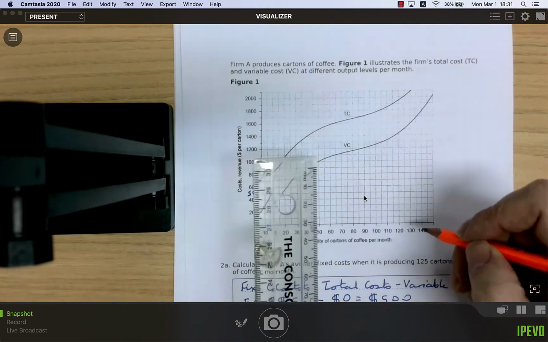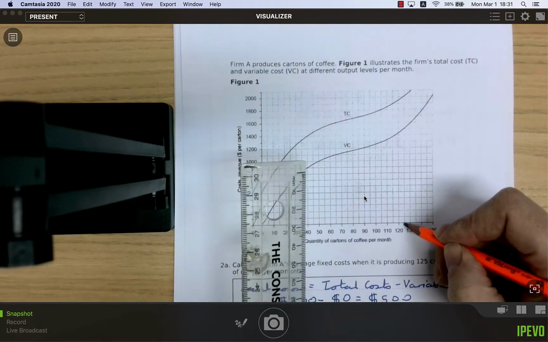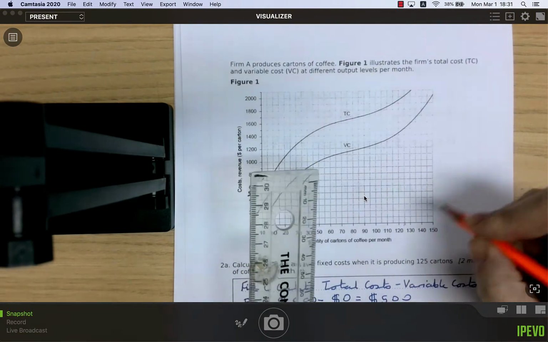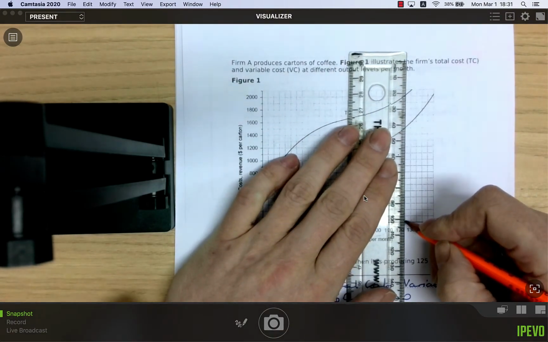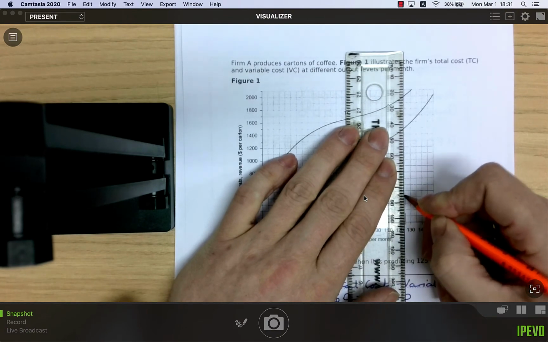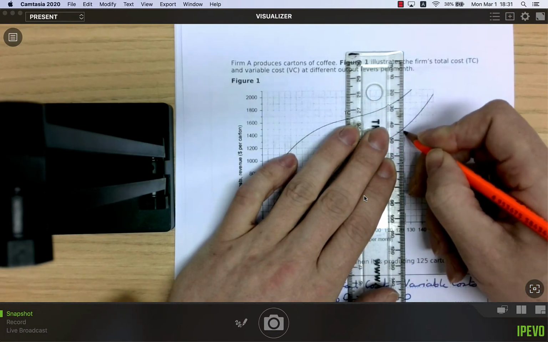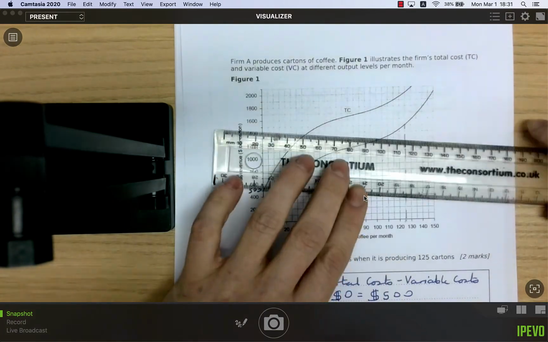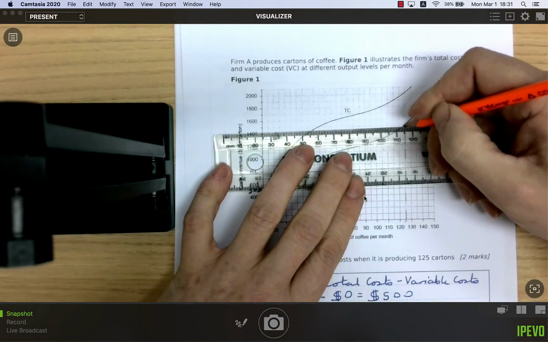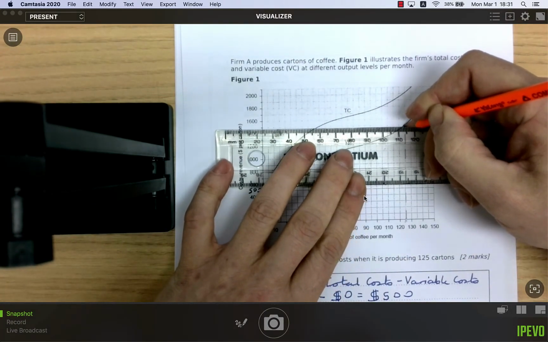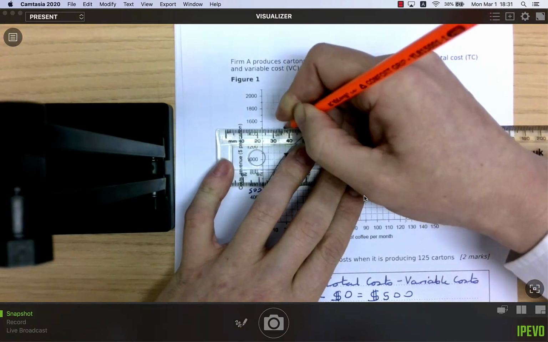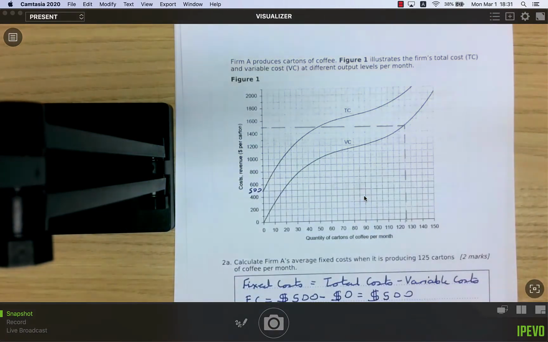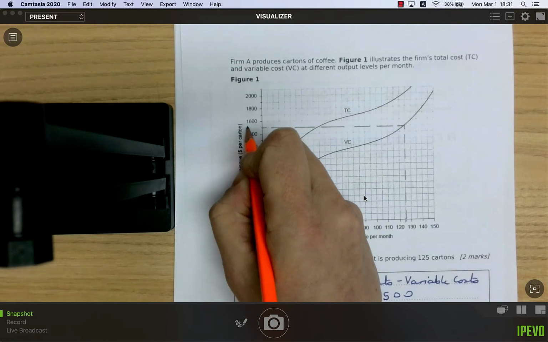So if I go to here, which is the quantity of 125, I get my ruler out and I go straight up to the variable cost curve. What I actually get then, if I go across to the curve, just try and be accurate, take your time when doing this, is I get the total variable cost at a quantity of 125, and I have that as 1,500.